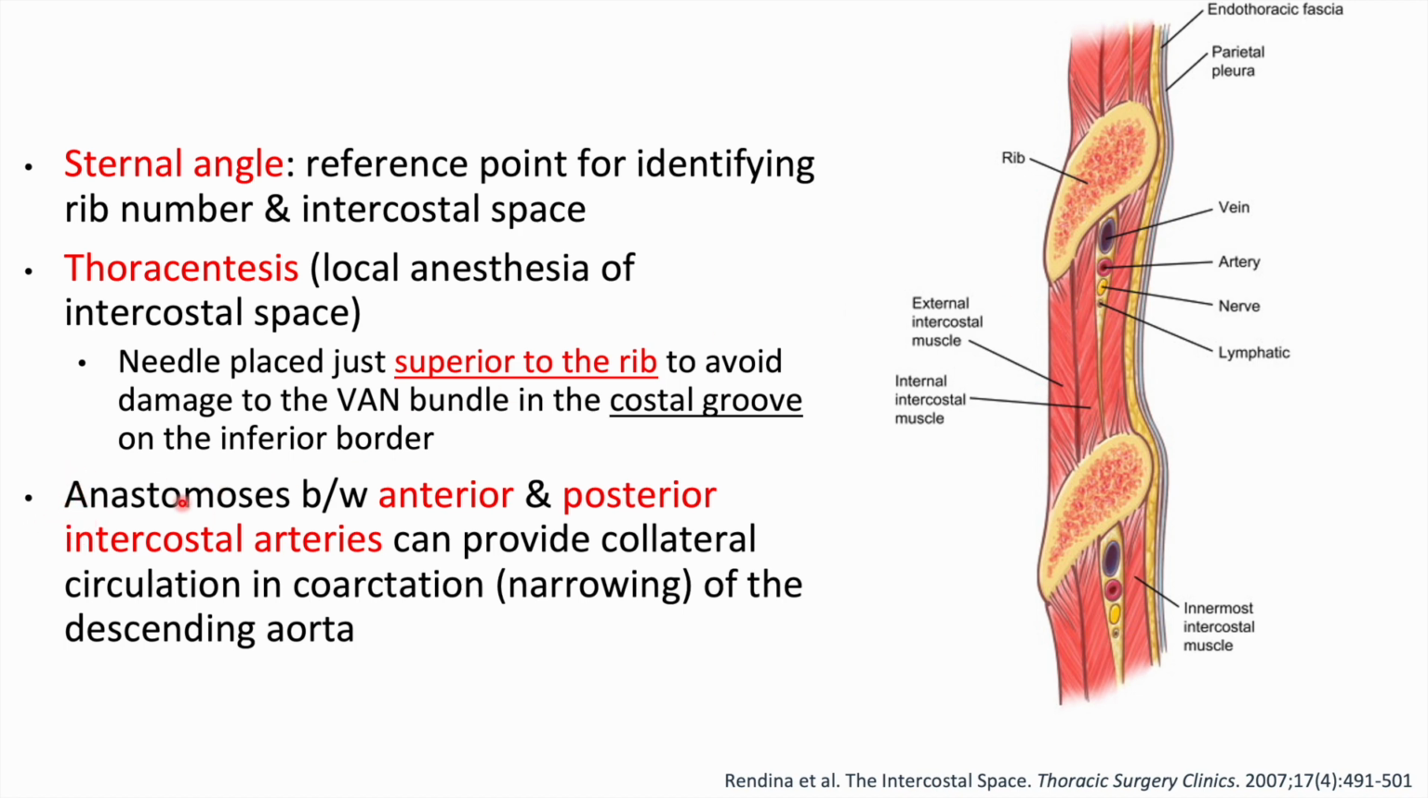Next, there's an anastomosis between the anterior and posterior intercostal arteries. We talked about that, but it's really important clinically because your descending aorta is this huge vessel that gives blood to essentially your entire lower body. If you have a coarctation that forms, which is just a narrowing of that vessel, then you're going to be severely limited in how much blood you can distribute throughout your body. This anastomosis between anterior and posterior intercostal arteries allows for collateral circulation so that we're not as dependent on our descending aorta.